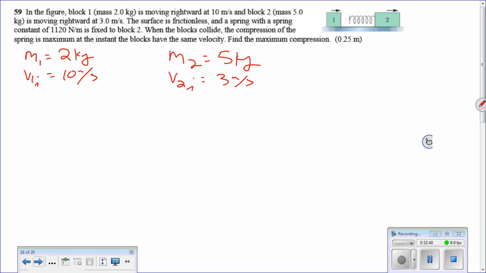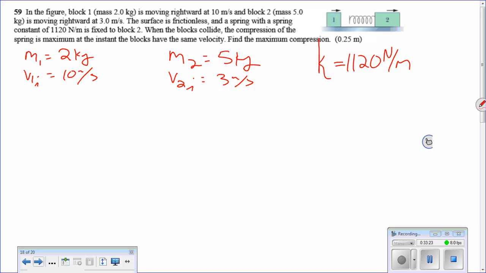The surface is frictionless, and a spring with a spring constant of 1120 newtons per meter. That's a lowercase k, so you don't get it confused with kinetic energy. It's fixed to block 2. When the blocks collide, the compression of the spring is maximum at the instant the blocks have the same velocity. Find the maximum compression.